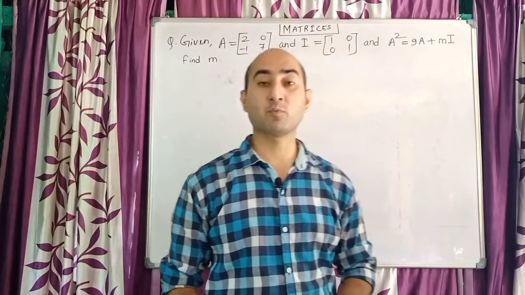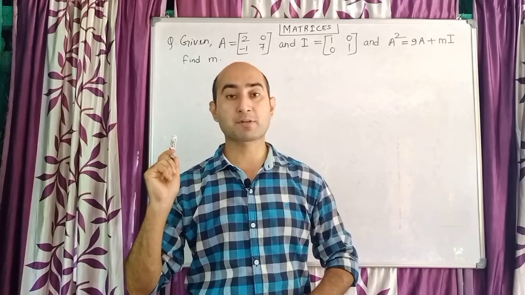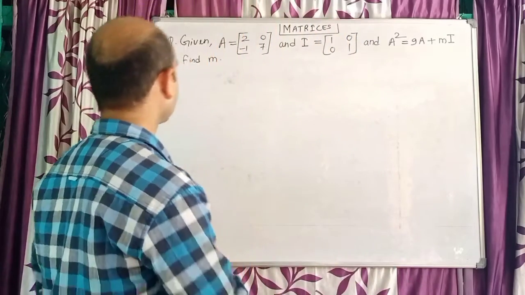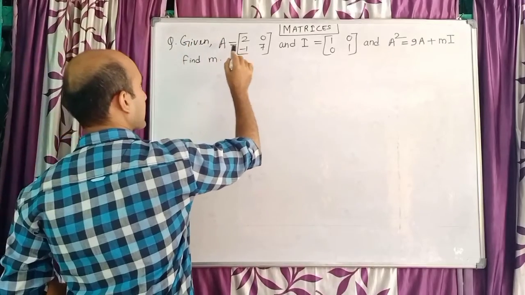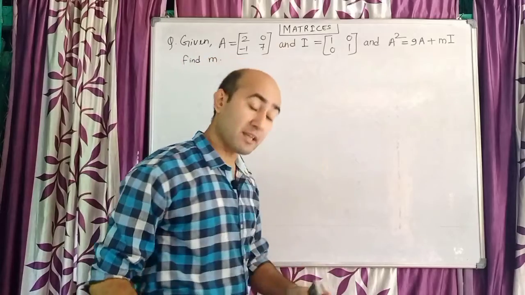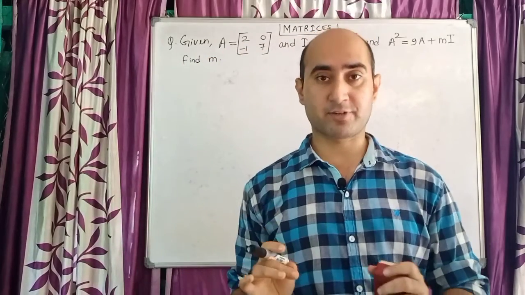Today I have come with a new question from the chapter Matrices. It's a very important question, so let us begin this question, children. Given matrix A is [2, 0; -1, 7] and I means identity matrix.